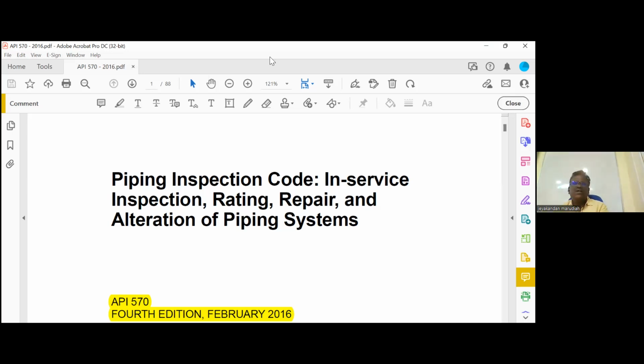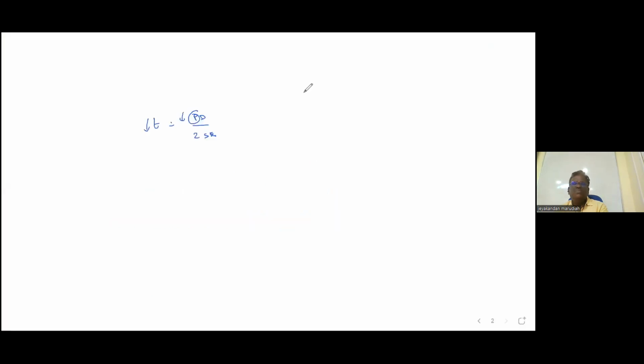So the overall responsibility for implementing 570 is the owner-user. So he has the overall responsibility. Everywhere we will use owner-user. So what is the difference between owner and user? Owner is the owner of the piping. User is not the owner, but he is responsible for everything. He is under lease or some contract, using the pipe. But an owner-user cannot do all the inspection activities of 570. So what he will do, he will appoint an authorized inspection agency.